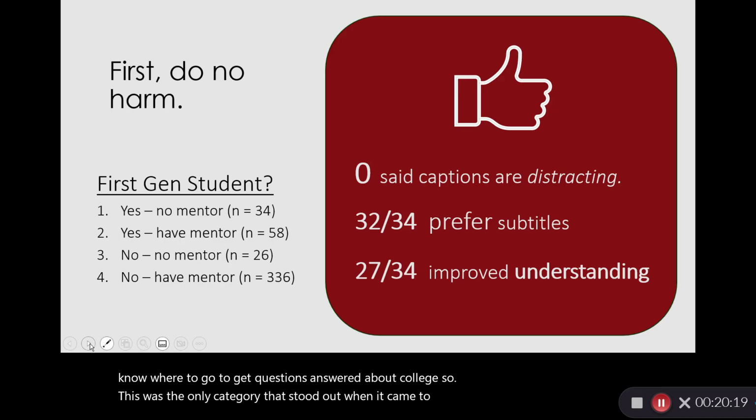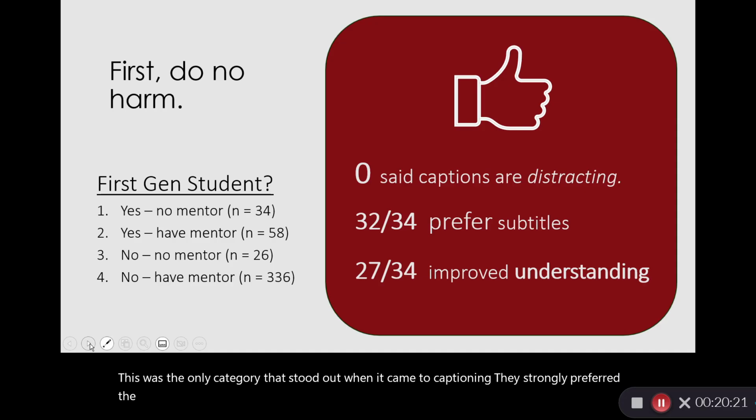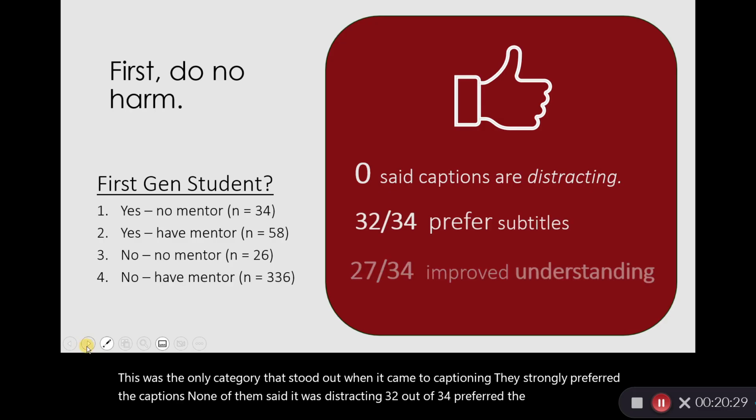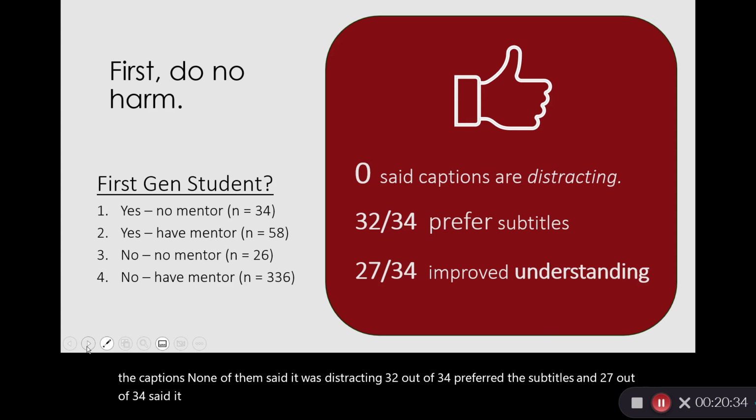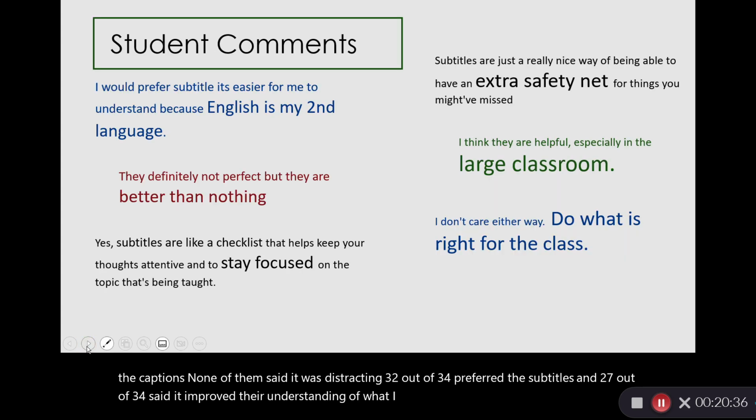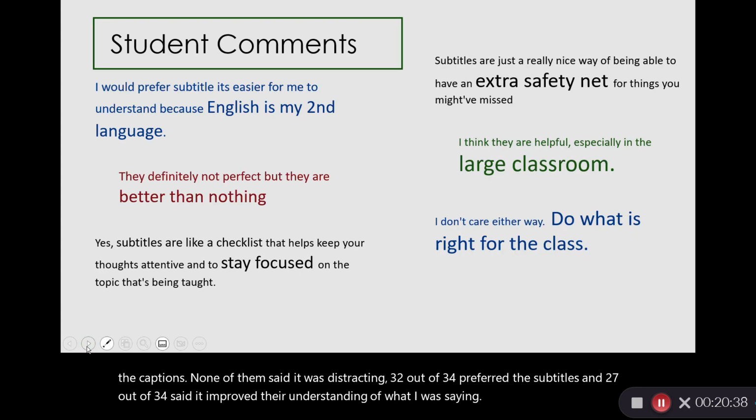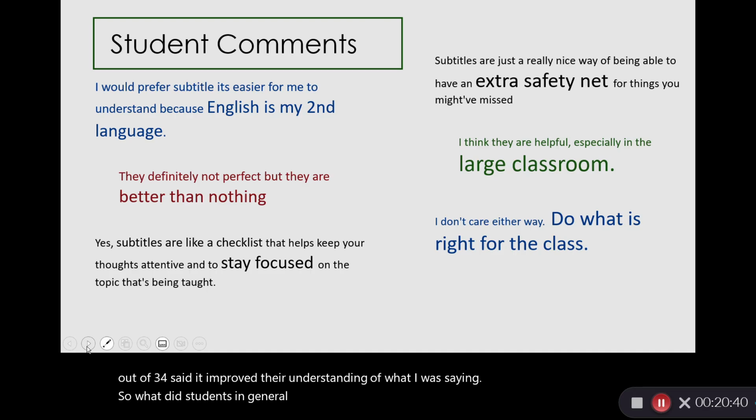They strongly preferred the captions. None of them said it was distracting. 32 out of 34 preferred the subtitles, and 27 out of 34 said it improved their understanding of what I was saying. So what did students in general have to say about all of this?